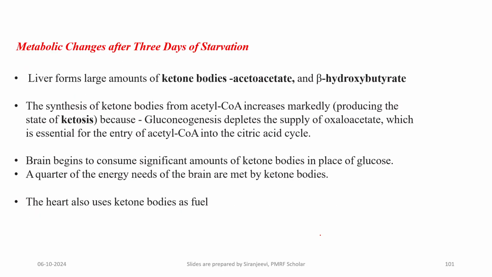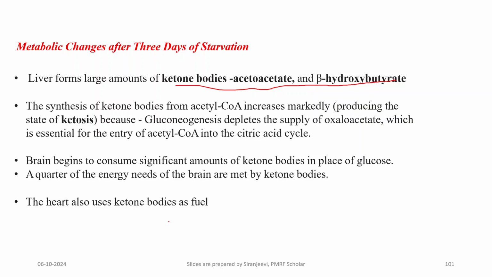So usually after the metabolic changes after the 3 days, the liver forms a high amount of ketone bodies like acetoacetate and beta hydroxybutyrate. So this synthesis increases markedly, producing the state called ketosis. And gluconeogenesis depletes the supply of oxaloacetate, which is essential for the entry of acetyl-CoA into the citric acid cycle. The brain begins to consume significant amounts of ketone bodies in place of glucose. A quarter of the energy needs of the brain are met by the ketone bodies.